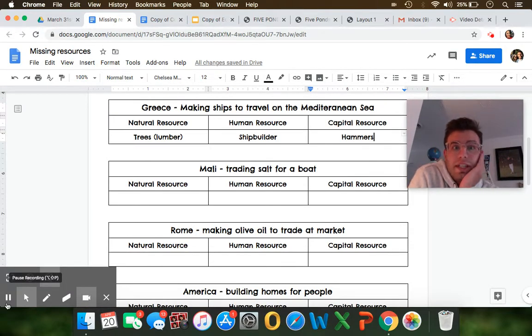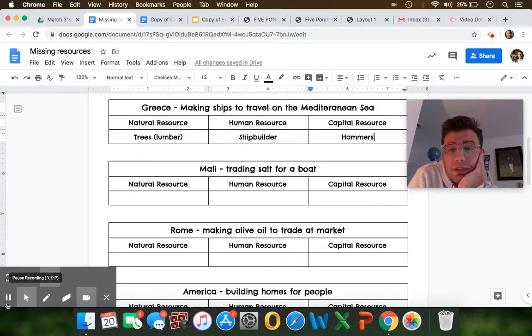Okay, in Greece, we are making ships to travel on the Mediterranean Sea. Those have to be big, tough ships. A natural resource that we have to use to make the ships are trees. And I said lumber because that's what we call the wood after it's been manufactured to be perfect. Human resource would be our shipbuilder, or maybe our lumberjack who is cutting down the trees.